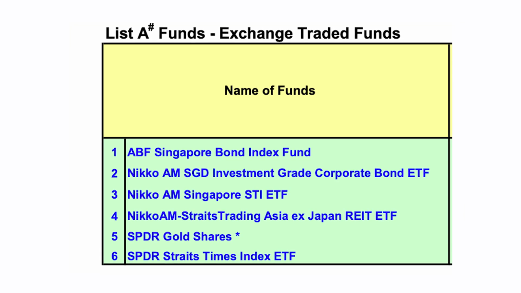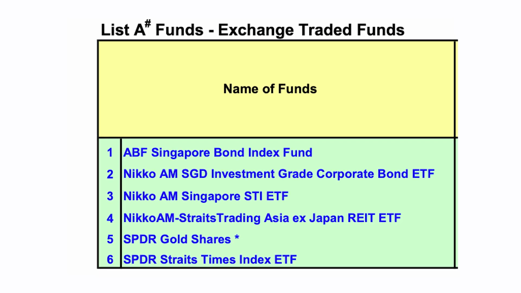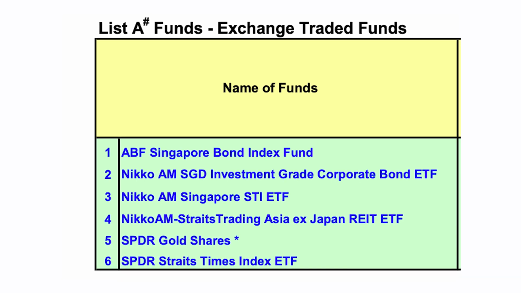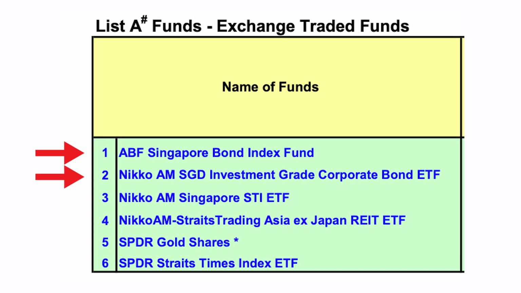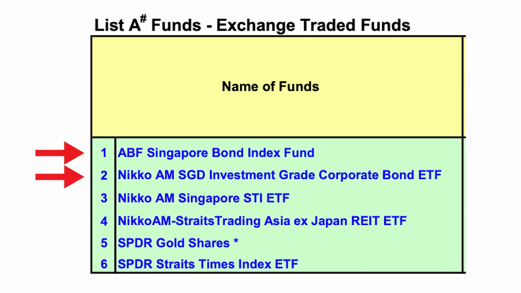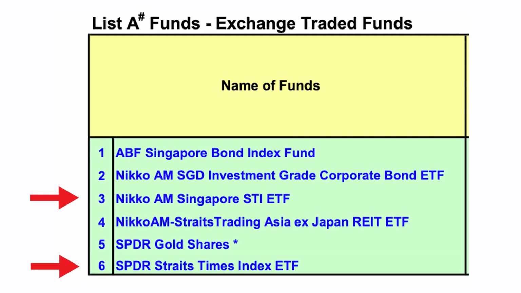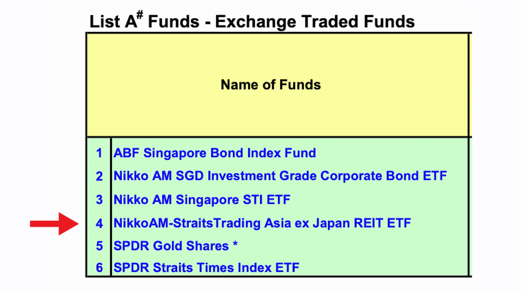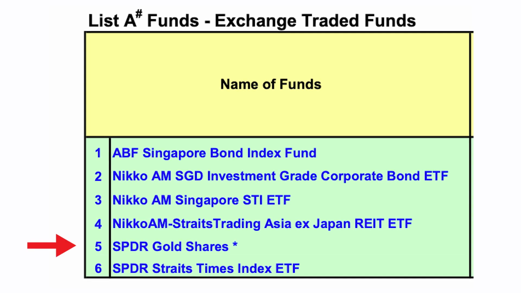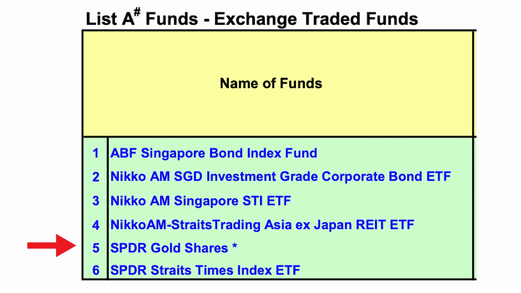So you will always end up with the best companies. Now, if you check the list of CPF approved ETFs, there's only 6 of them. And personally, I don't like any of them because all of them don't have much growth potential. For example, ABF Singapore Bond Fund and Nikko AM Corporate Bond Fund invest in bonds, which has very low returns. Then Nikko AM STI ETF and SPDR Straits Times ETF don't have much growth either. Nikko AM Straits Times Asia ex Japan REIT ETF focuses on dividend, which also doesn't have much growth. And finally, SPDR Gold Shares invest in gold, which can't give you high returns over the long term. So I wouldn't recommend investing in these ETFs.